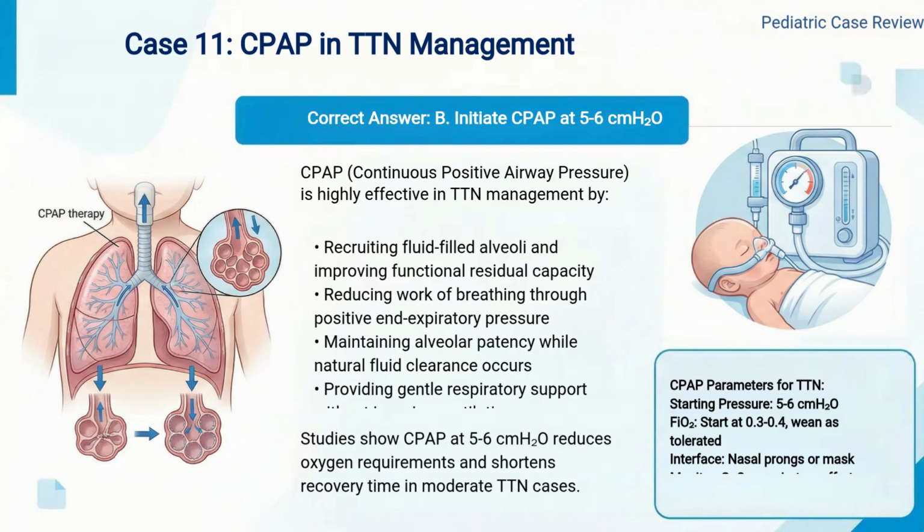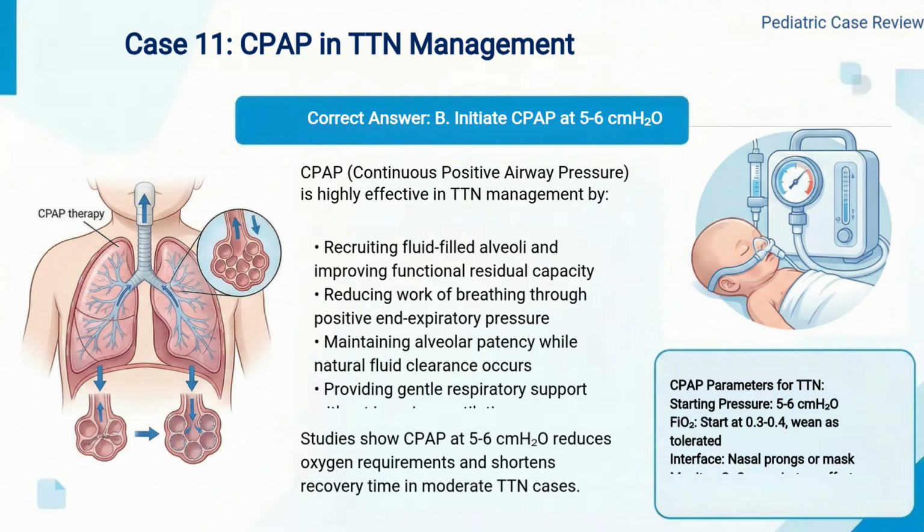Continuous positive airway pressure is highly effective in moderate transient tachypnea of the newborn management through several mechanisms. It recruits fluid-filled alveoli and improves functional residual capacity by preventing end-expiratory alveolar collapse. It reduces work of breathing through positive end-expiratory pressure. It maintains alveolar patency while natural fluid clearance continues to occur. It provides gentle respiratory support without requiring invasive ventilation.